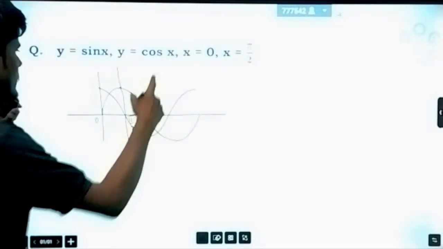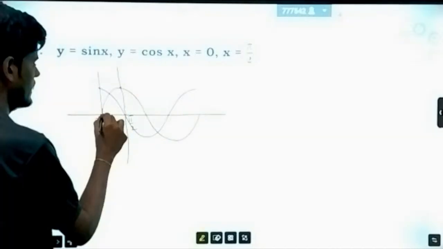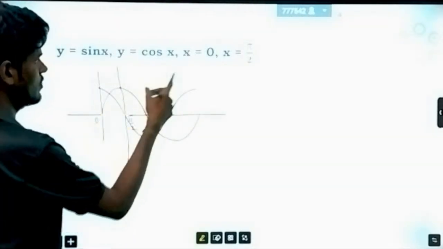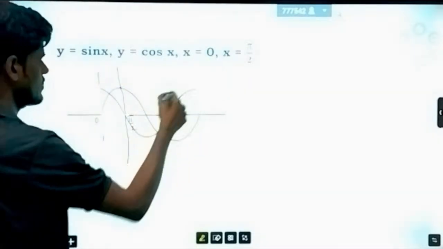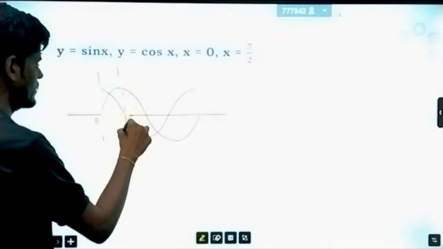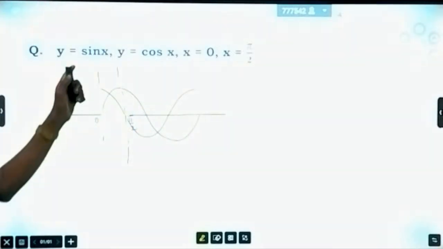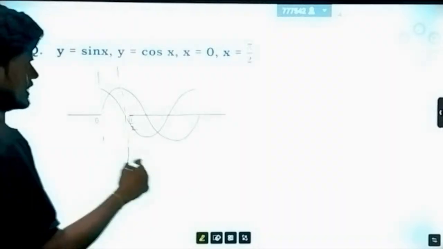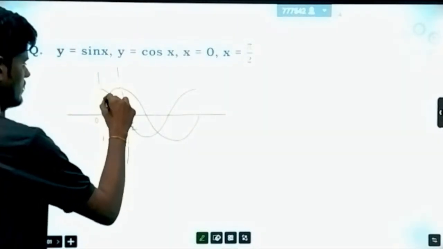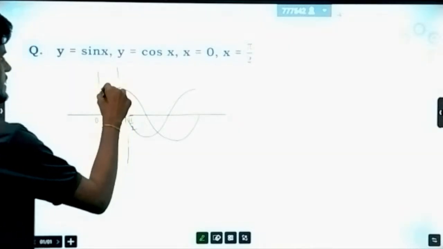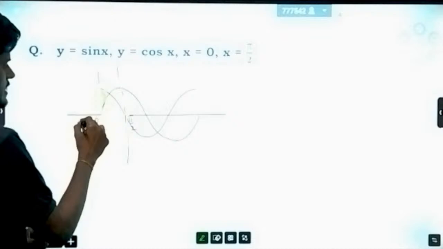Now what we need to find? x is equal to 0, that is this line, x is equal to 0 is the y axis, and x is equal to pi by 2, that is this line, and sin x and cos x. Now what will be the region required? That will be given by this region, that is enclosed between x is equal to 0, x is equal to pi by 2, and sin x and cos x.